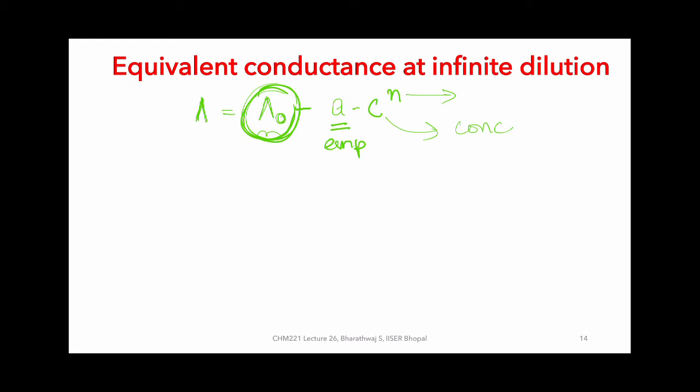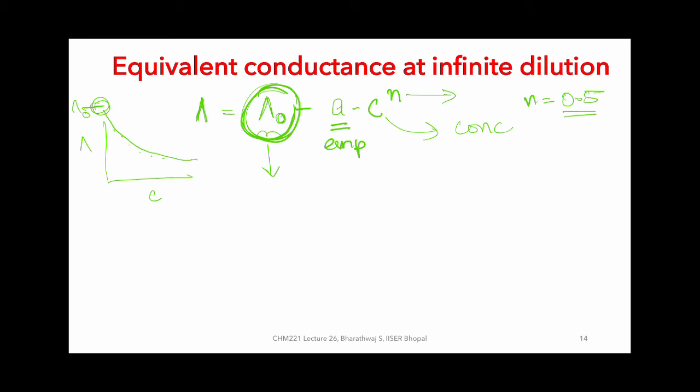So basically, one has ended up saying that an n value of 0.5 works very well. Of course, we can't go into the details of why n equal to 0.5 works the best. But overall, if you take lambda as a function of C and you have different points and you fit this curve and get lambda naught, that's the way one ends up measuring equivalent conductance at infinite dilution.